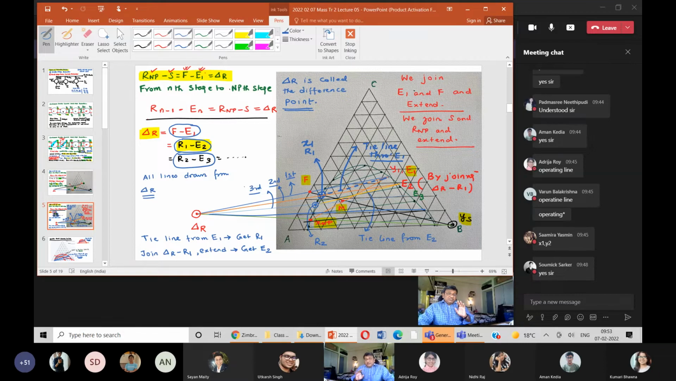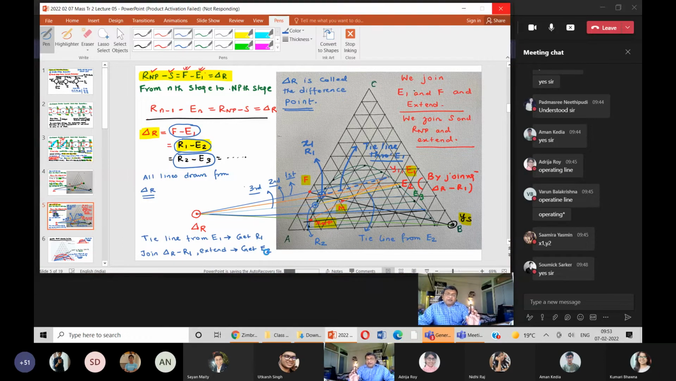Once you understand it, understanding is not difficult. Drawing it is difficult. Understanding is easy. Then once you get E2, you will fall into the loop. Draw a tie line from E2, get R2, join delta R, R2 to get E3, and so on. I hope it is clear to everyone by now, right? So this is like a huge thing. It's not easy, definitely not easy.